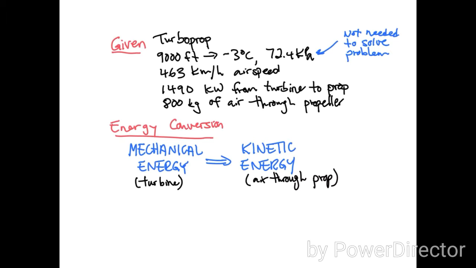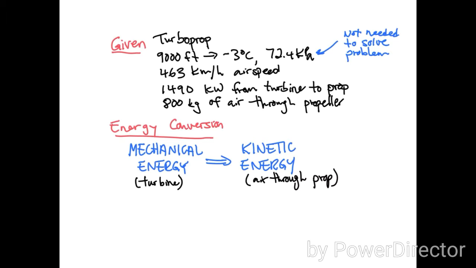So here's the question we're given. With a turboprop engine, jet propulsion cycle, we're given that the aircraft is cruising at an altitude of 9,000 feet, and we're given the conditions for that. We actually don't need these conditions to solve the problem, but we do need the airspeed of the plane. That's 463 kilometers per hour. We need the power that's going from the turbine to the propeller of the plane, and the flow rate of air going through the propeller.